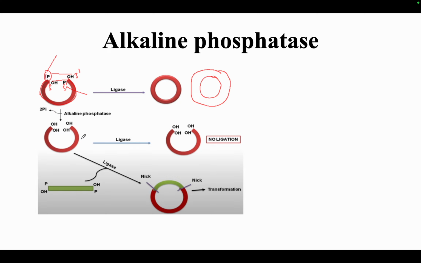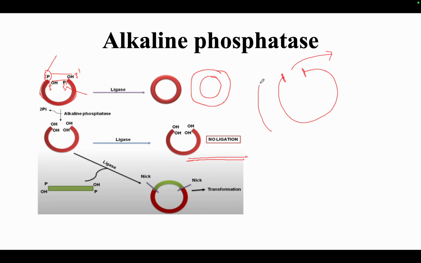So what will happen if you add ligase? There won't be any ligation. So why do we do this? Suppose we have a vector here like this, and we cut it by restriction enzyme. So we cut this fragment using restriction enzyme, and this fragment is lost.